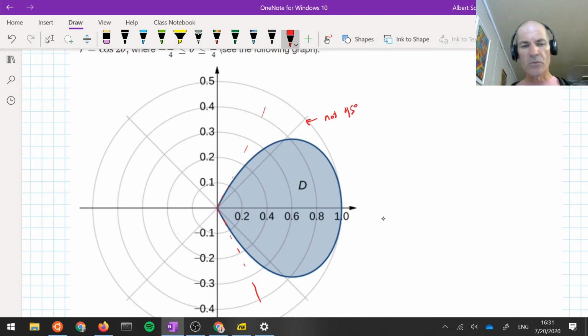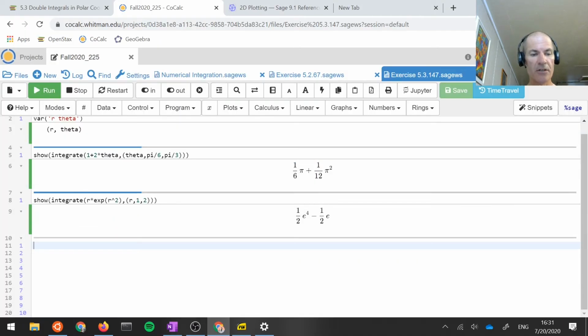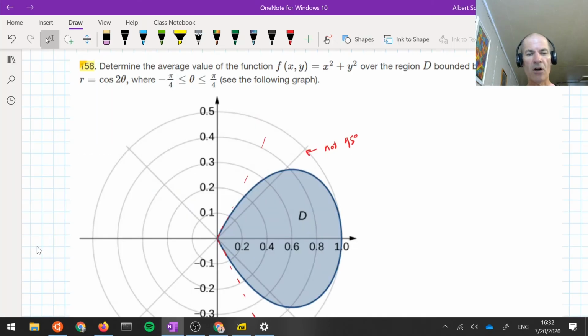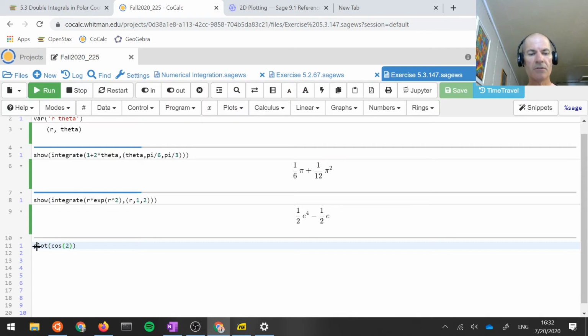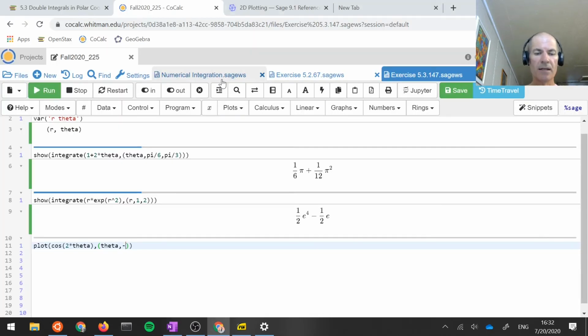So we can actually replot this over in Sage and ensure that there's the correct aspect ratio. Let me show you how to do that here. So we'll use the plot command, and the plot command is able to take a function r as a function of theta. So we're going to plot cosine of 2 theta, and we're going to plot it over the range theta from minus pi over 4 to pi over 4.